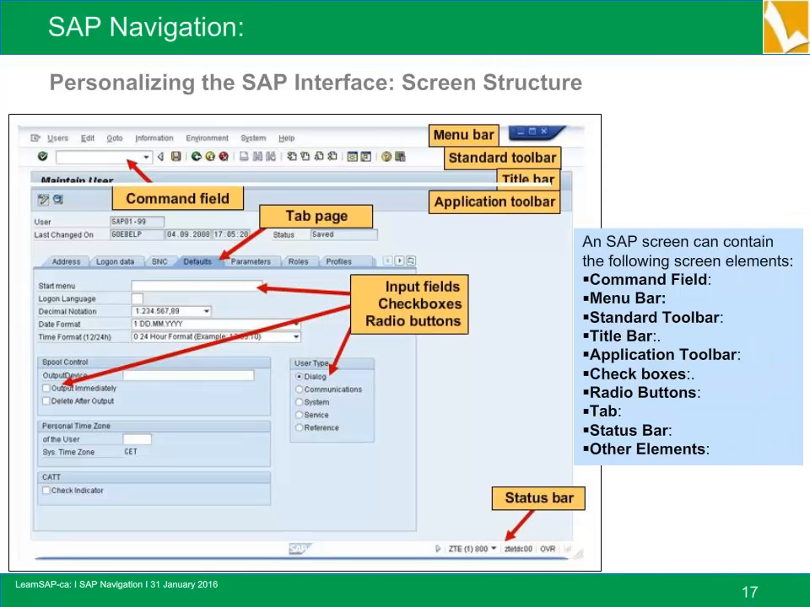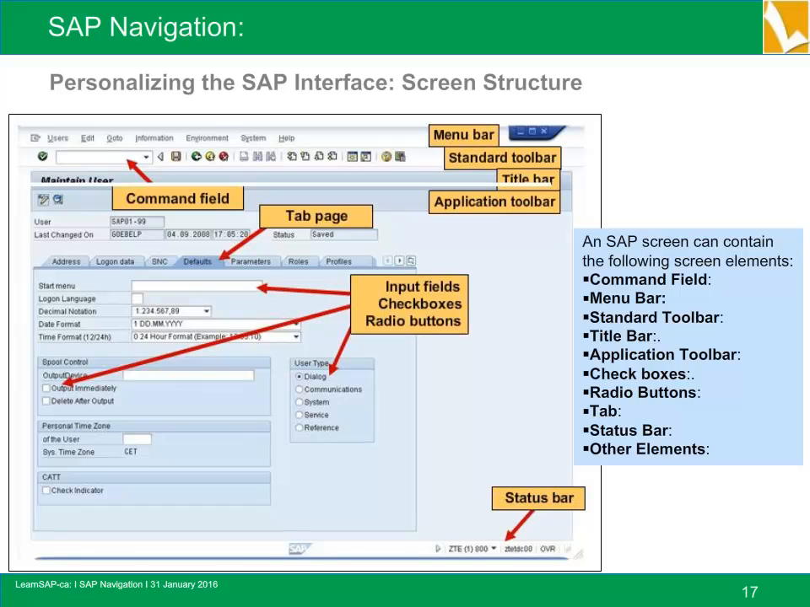An SAP screen can contain the following screen elements. Command field. You can start applications directly by entering the transaction code in the command field. Menu bar. The menu bar is the top line of any primary window in the SAP system. The menu displayed depends on the application you are using. Standard toolbar. The buttons in the standard toolbar are shown on every SAP screen. Title bar. The title bar displays the name of the function that you are currently using.